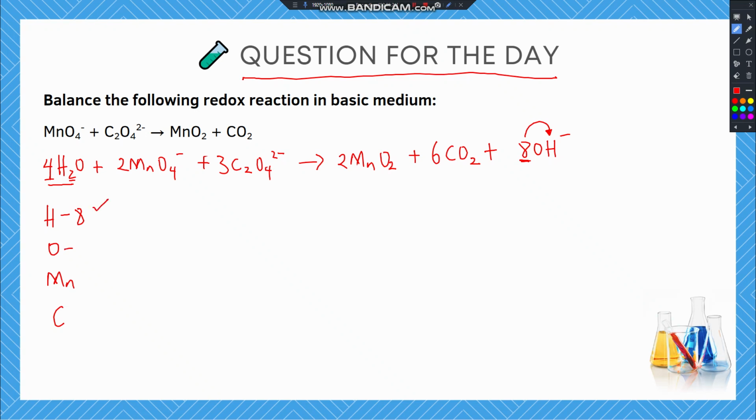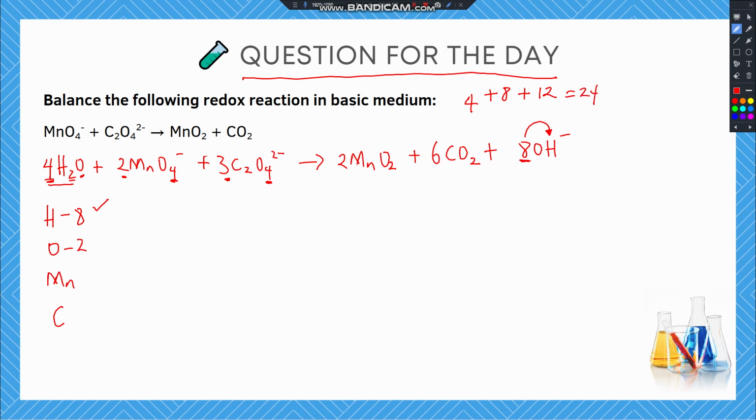Oxygen, on the other hand, we have oxygen over here which has a subscript of 1. No subscript means it is one atom. Multiplied by this coefficient of 4, that gives us 4 atoms of oxygen, 4 plus. Over here we have oxygen having a subscript of 4 and a coefficient of 2. 4 multiplied by 2 gives us 8 plus. Oxygen over here has a subscript of 4 multiplied by coefficient of 3, which gives us 12. So 4 plus 8 plus 12 gives us 24.